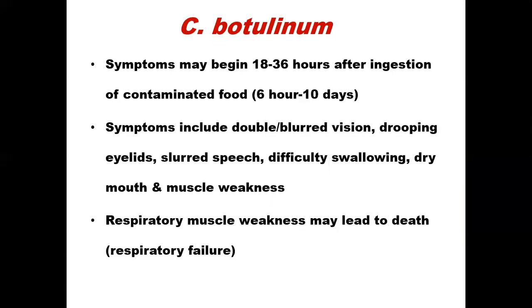The symptoms may begin within 18 to 36 hours after ingestion of contaminated food. Usually, the spores are ingested. The vegetative organism will be destroyed by the gastric acid. So the spores will survive the transit through the stomach, and then in the small intestine and the large intestine, they become vegetative organisms that start to produce the toxins.